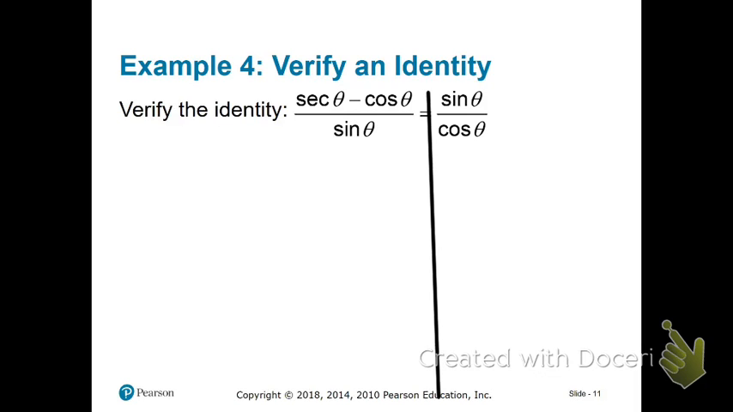So let's go ahead, let's change secant. What is secant in terms of sine and cosine? It's 1 over cosine minus, well, we got cosine of theta, but I got a minus sign there, so I'm betting we're going to have to combine fractions. So I'm just going to go ahead and put it over 1. And this is all over that sine of theta on bottom.